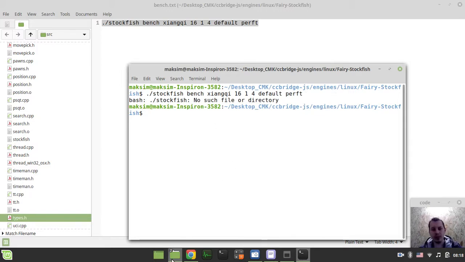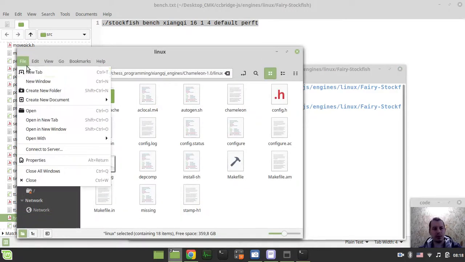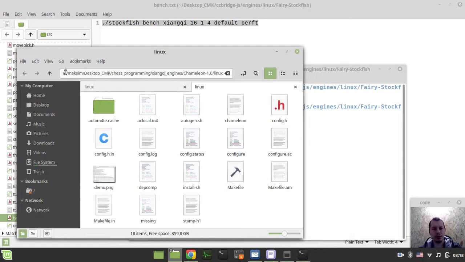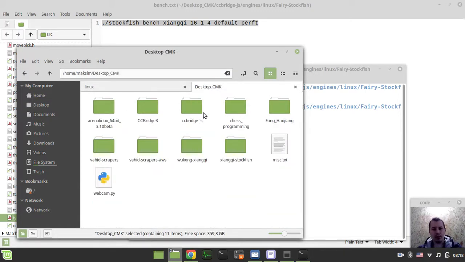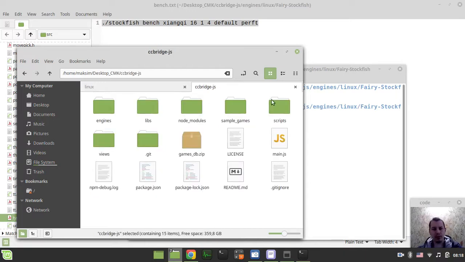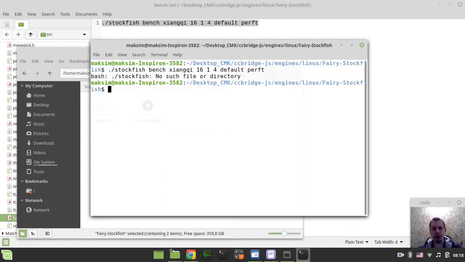Okay, sorry, it's a little bit of an unfortunate thing. I just opened the terminal in the wrong place. I'm sorry for this. So let's try again. Open terminal, paste. Come on. Oh, sorry. What am I doing? I just need to save Fairy Stockfish.